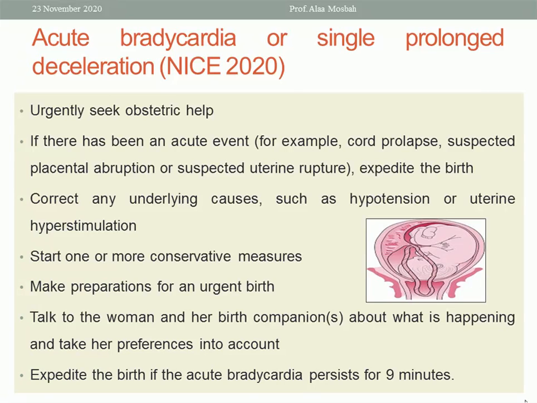Correct any underlying causes such as hypotension or uterine hyperstimulation if it is the cause. Start one or more conservative measures. Change the mother's position, for example. Make preparation for an urgent birth. Of course, very important: talk to the woman and her companion about what is happening and take her preferences into account. Expedite the birth if the acute bradycardia lasts for 9 minutes because it is very dangerous.